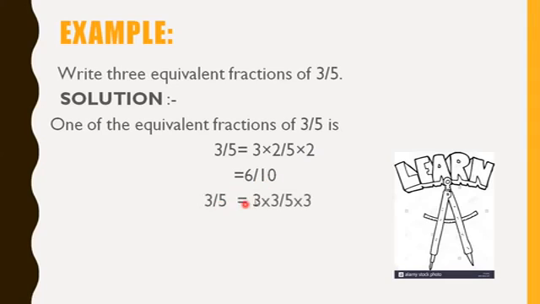Next, 3 by 5. Here we multiplied by 2; next we multiply 3 into 3, 5 into 3. So 3 3s are 9, 5 3s are 15. 9 by 15. Next, the same 3 by 5: we multiply by 4. 3 into 4 by 5 into 4. So 3 4s are 12, 5 4s are 20. So 12 by 20. The 3 equivalent fractions of 3 by 5 are 6 by 10, 9 by 15, 12 by 20.